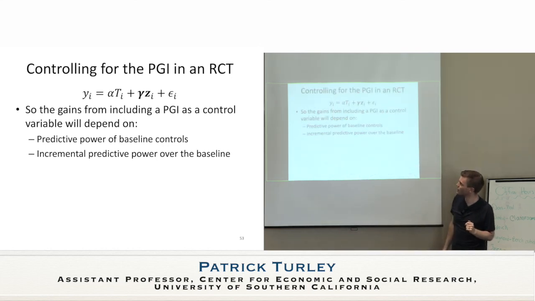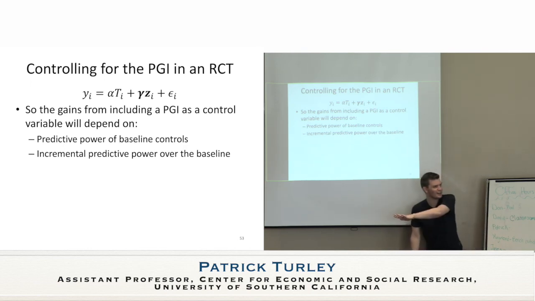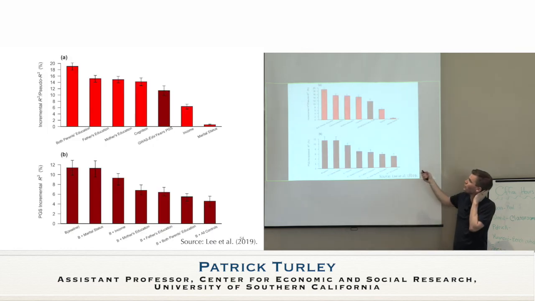So let's talk about the additional information, because let's say that some of your controls are correlated with your PGI. This is from EA3. What we did up at the top is this is the R squared of a handful of standard covariates that social scientists already use as controls.